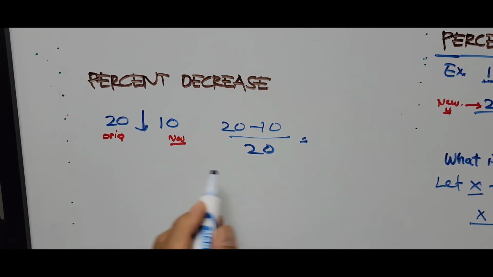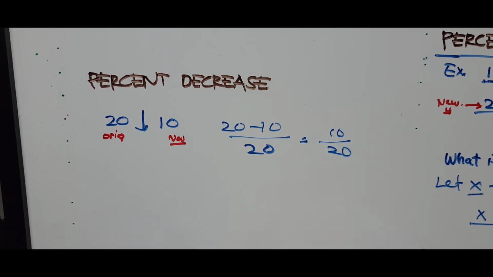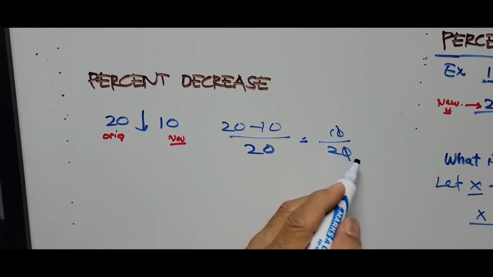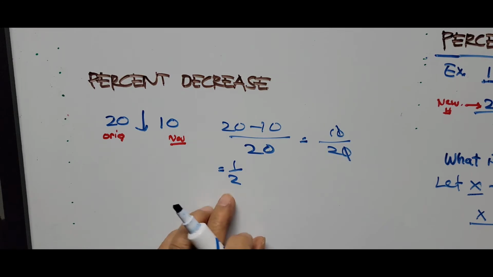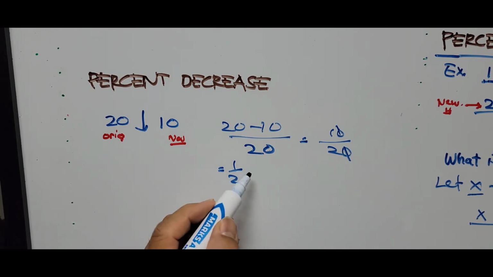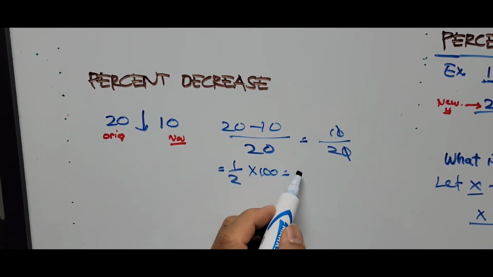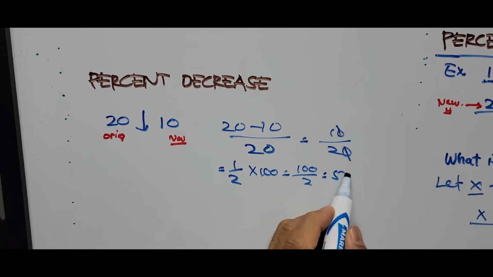And now we have to compute this. 20 minus 10 is 10 divided by 20. And cancel the 0. That is now 1/2. What does it mean by 1/2? This is the fractional expression of percent. To express it in percent, all we have to do is multiply by 100. So multiply 1/2 by 100. That is now 100 over 2. 100 divided by 2 is 50. So that is now 50, called 50%.